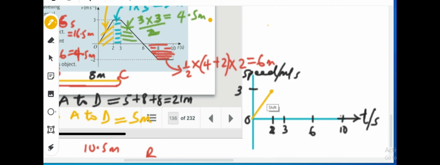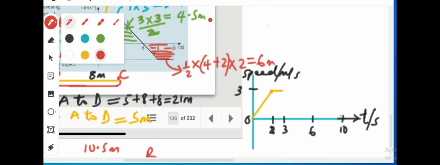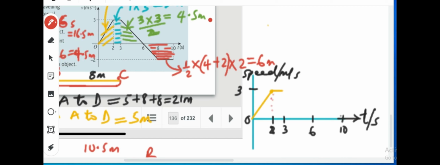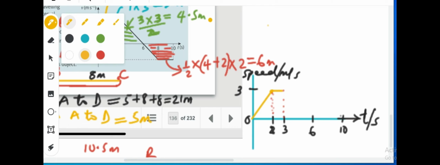The second motion is constant speed for 1 second. Let me dot this down. So the first motion is forward constant acceleration, or constant acceleration in the forward direction. The second motion is constant speed, also in the forward direction. The third motion is constant deceleration, also in the forward direction, if you remember.